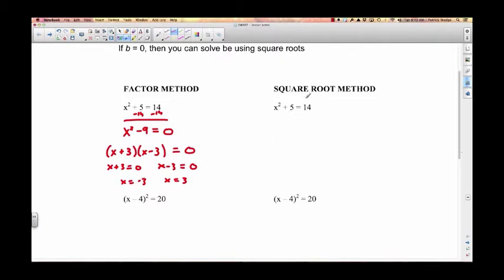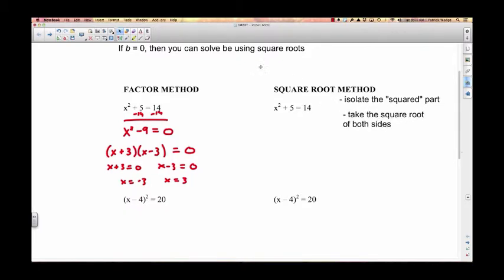Great, now let's solve it a different way. Let's solve it using the square root method, sorry. So there are two steps with the square root method. One is to isolate the squared part of the equation, and the second is to take the square root of both sides. So the squared part of this equation is right here, right? That's the squared part, the x squared. So we want to isolate that. We want to get it by itself.